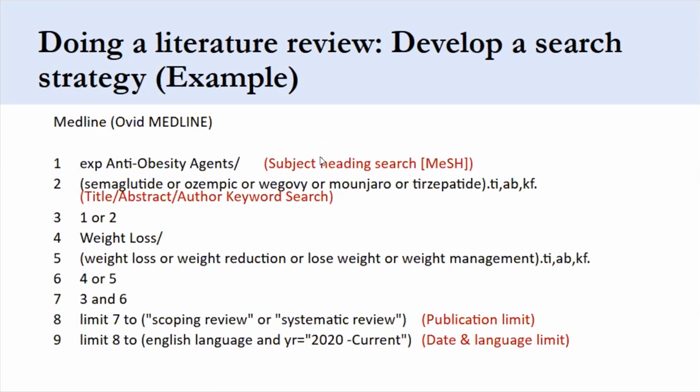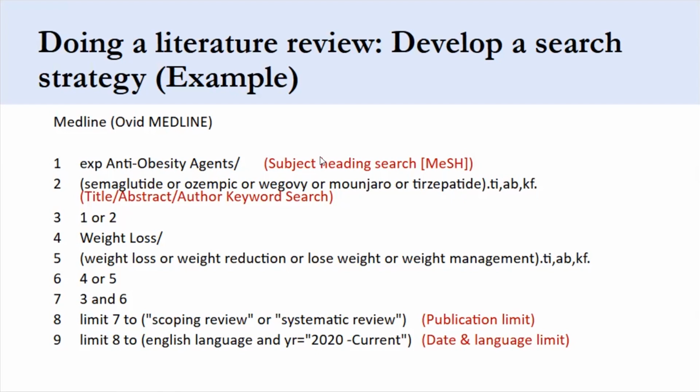So this is what you would tend to come up with if you're doing a structured search. This is from Medline via Ovid. So in step one, we've got the MeSH search for all the different types of anti-obesity drugs. So you'll see it's exploded. We've got EXP at the beginning there, which means that it looks for all the individual drugs within there. Obviously, you'd do a more specific search if you wanted to look at specific agents.